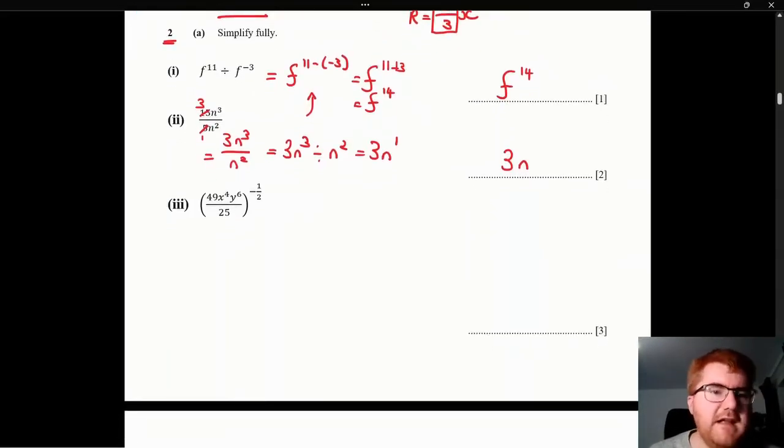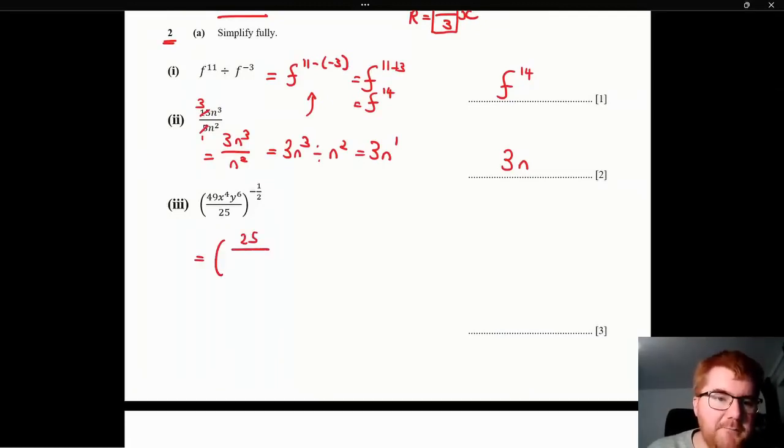On to part 3 here. So we've got some negative indices. As soon as I see a negative index, again, we want to flip our fraction. So we get 25 over 49 x to the power of 4, y to the power of 6. And then we make it positive. That's how we deal with the minus.